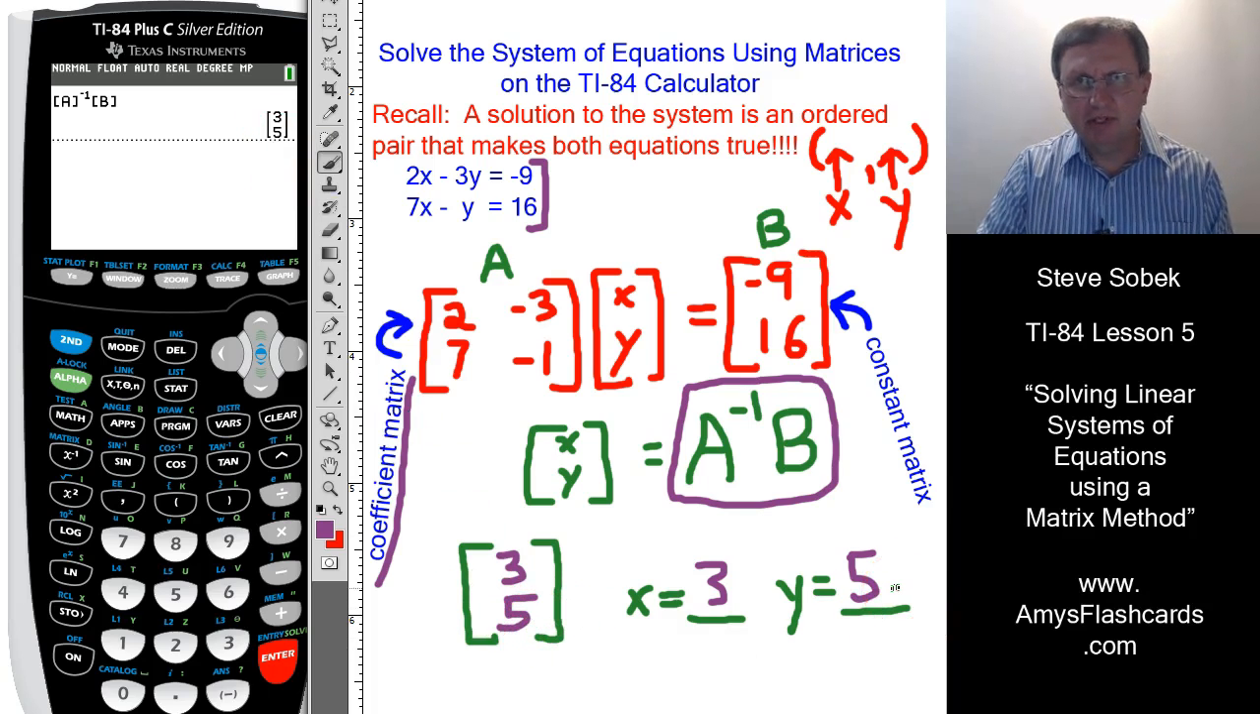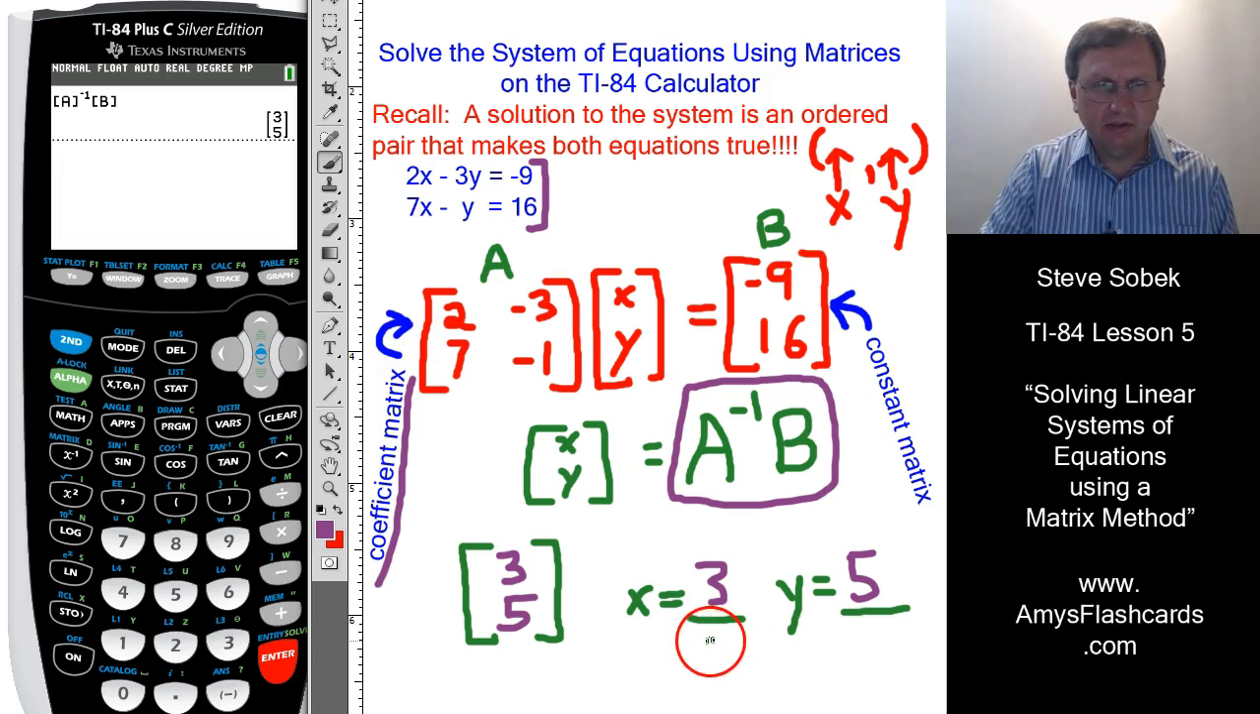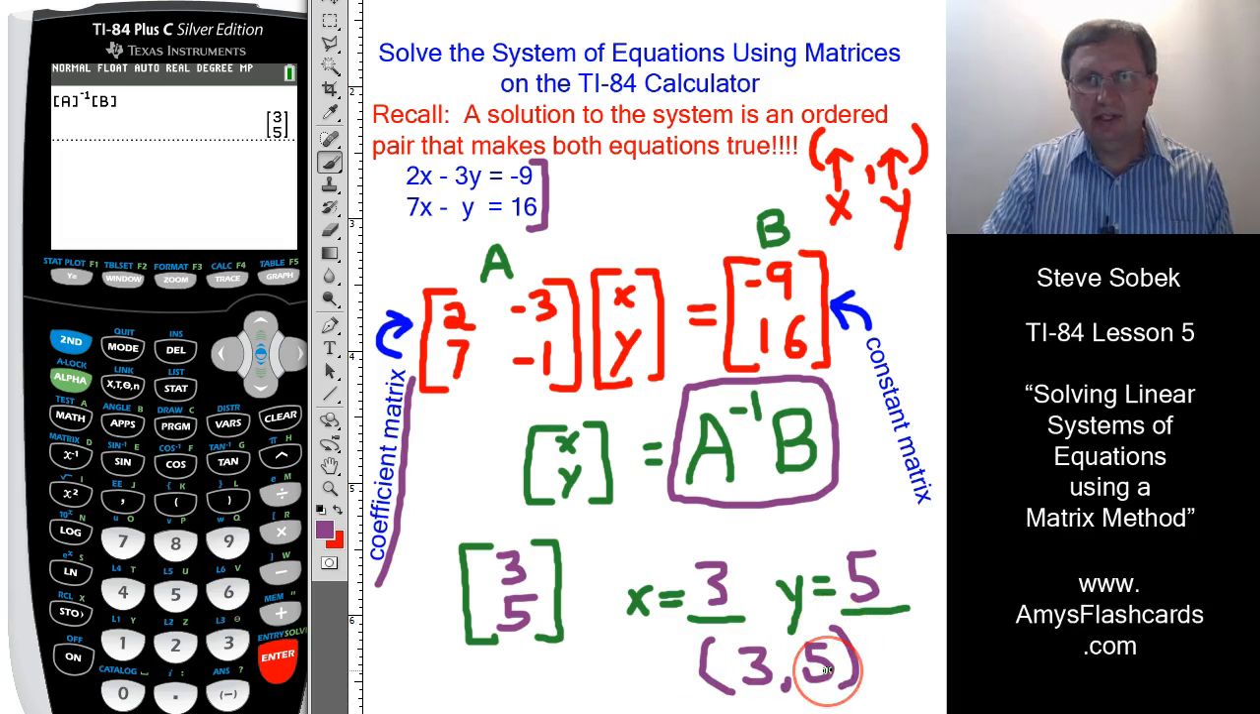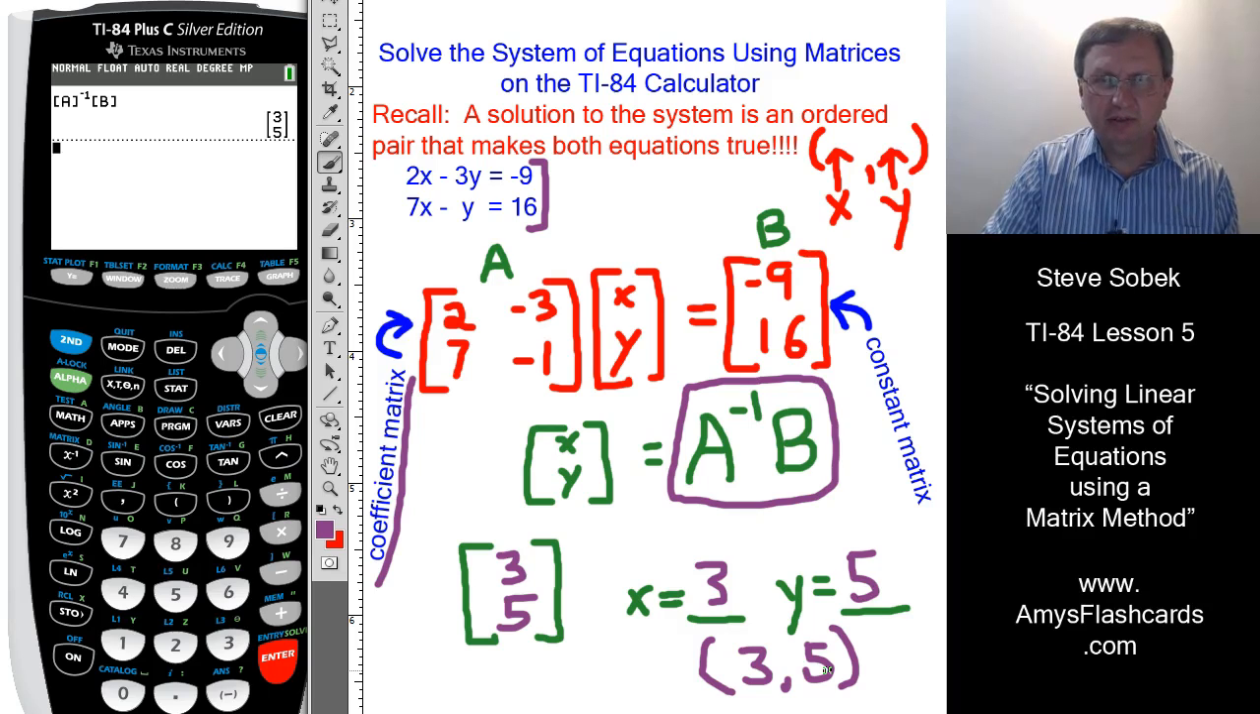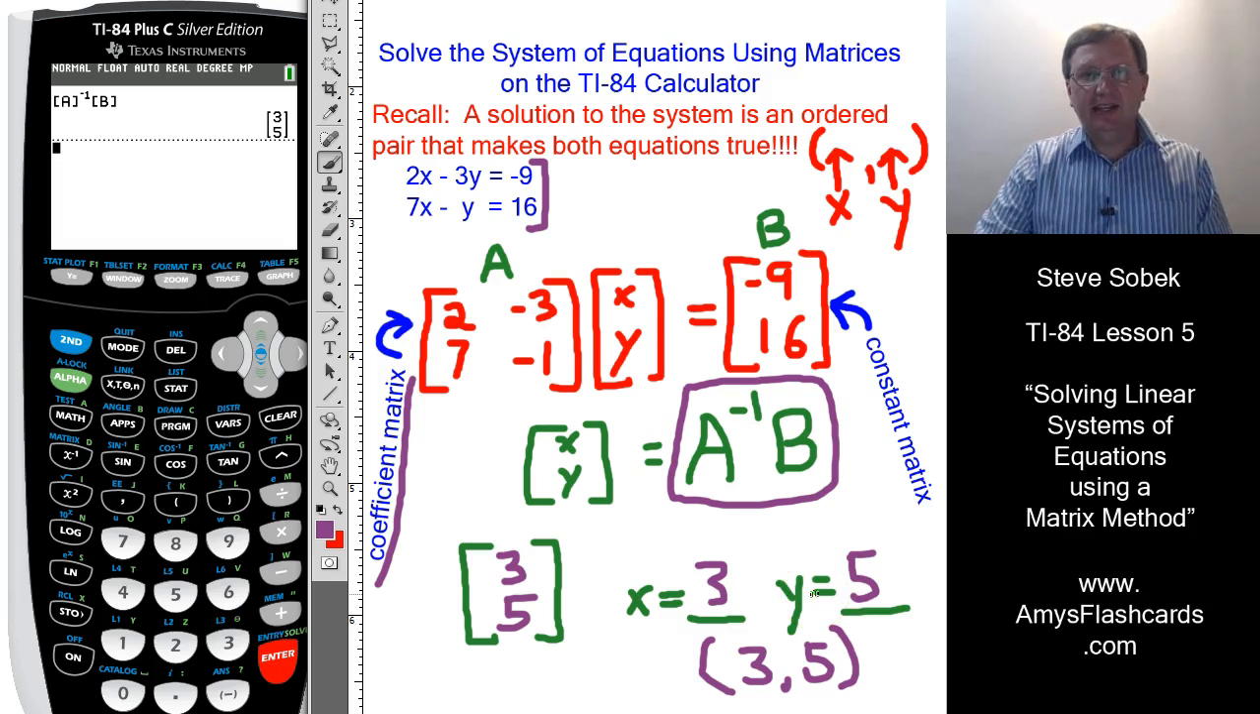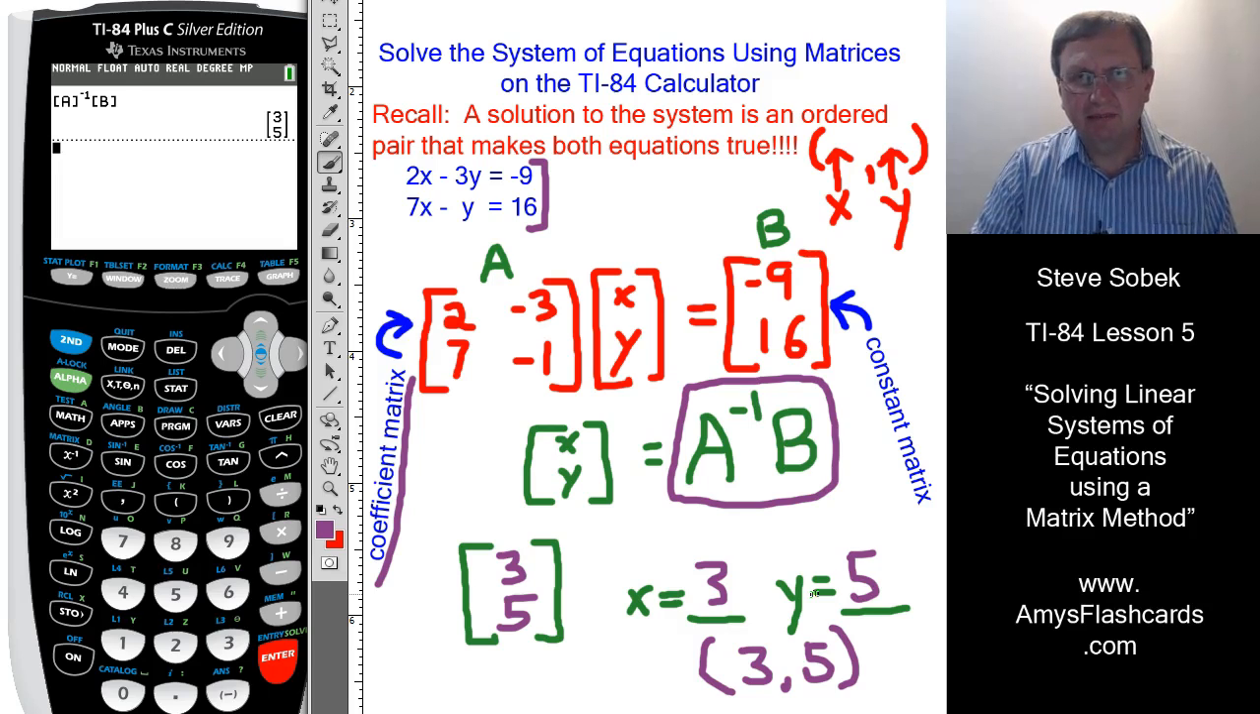Now it's also permissible to let the students express their answer as an ordered pair. So if they just write parentheses 3, 5, that would also be an appropriate way to write your answer. Or you could write x equals 3 and y equals 5, either one. And that's it. A inverse times B every time.